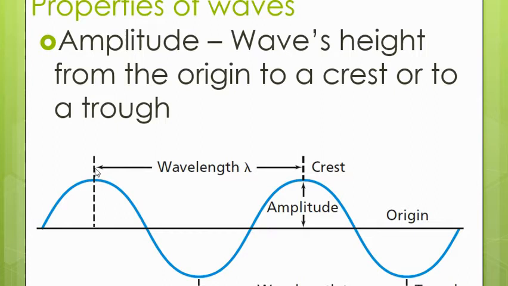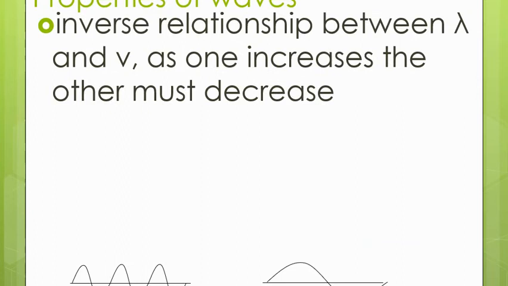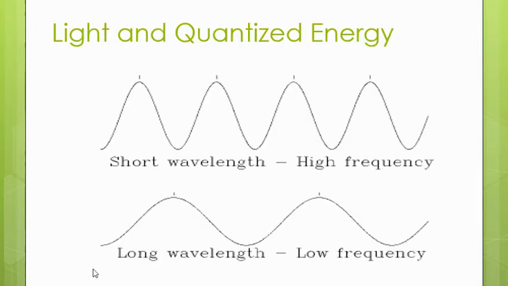So here's a wave, for example. This is going to be our wave. Wavelength would be crest to crest, or you could have trough to trough. Amplitude is the height of the wave, and then the line here in the middle is called an origin. Inverse property: as our wavelength decreases, our frequency will increase, and as our wavelength increases, our frequency will decrease.